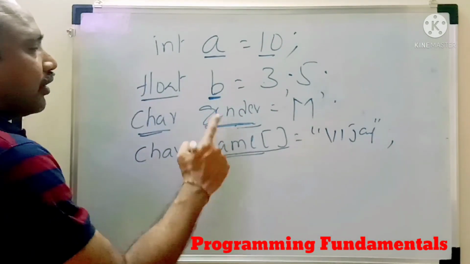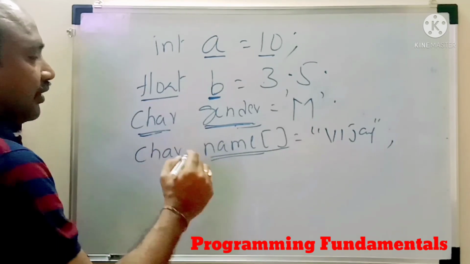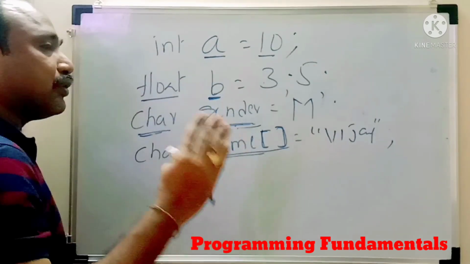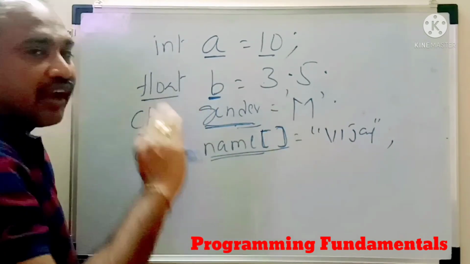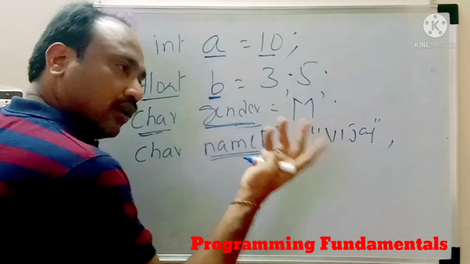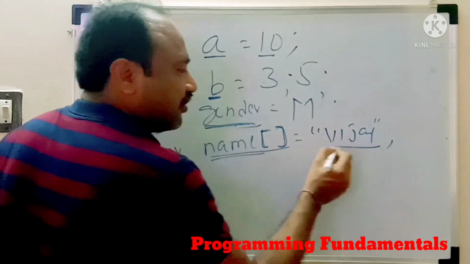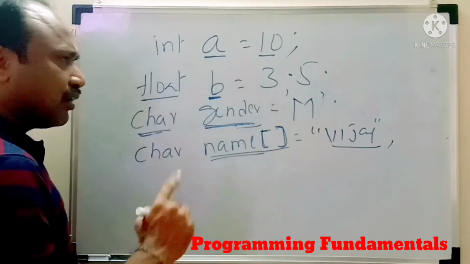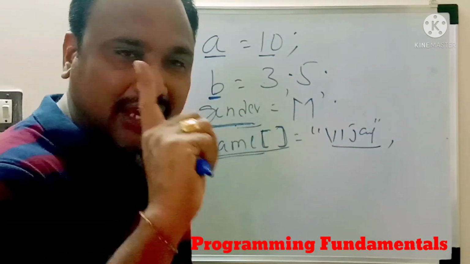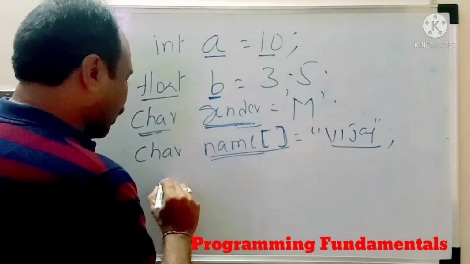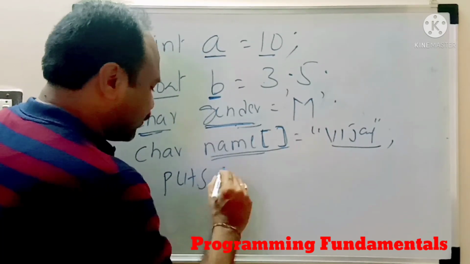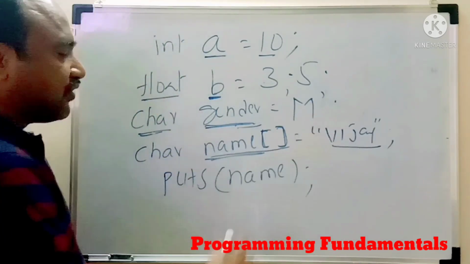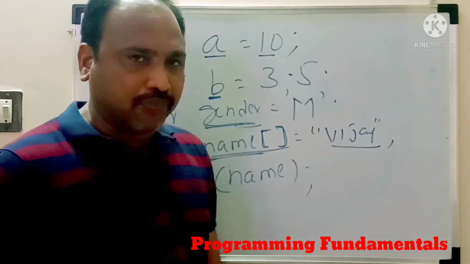Here gender means a single character. Here after name I am having these brackets, which means it has to accept more than one character. A collection of characters is nothing but what? A string. I am taking Vijay. Now I have to print this string. How many strings do I want to print? One string. Actually, putchar will print only a single character. In the same way, puts will print only one string. Puts of what is the string name? Name. That's it.